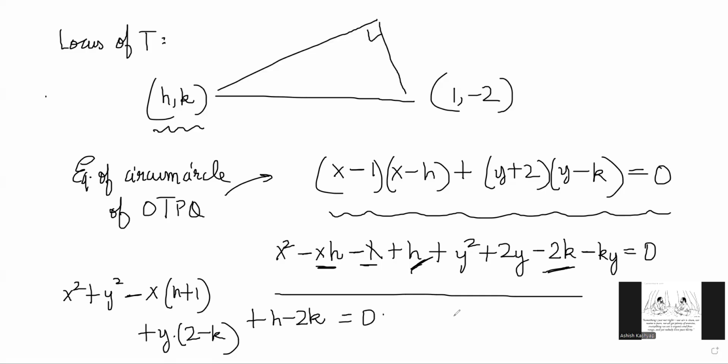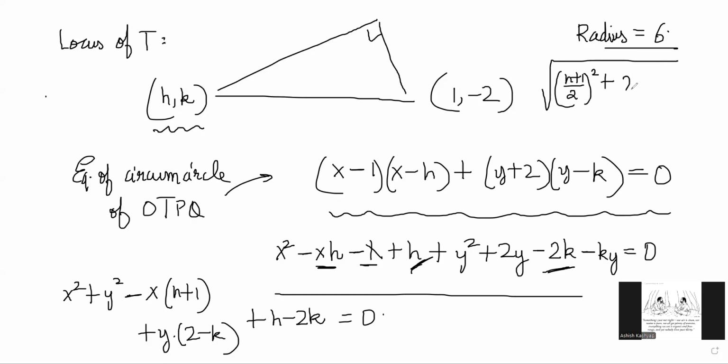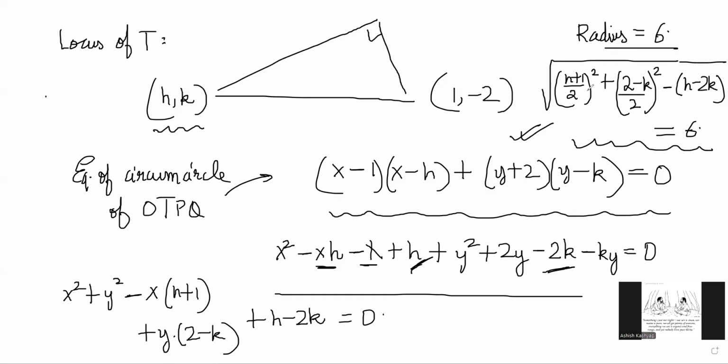So this is the equation of the circle, and we already know the radius of the circle is equal to 6. So we can write an equation now saying that root of (h plus 1 by 2) whole square plus (2 minus k by 2) whole square minus (h minus 2k) will be equal to 6. This is the condition root over g square plus f square minus c is equal to the radius, right? If you write this condition, it will give us a condition only involving h and k, and this will give us the locus of the point T also. So that is an additional thing.